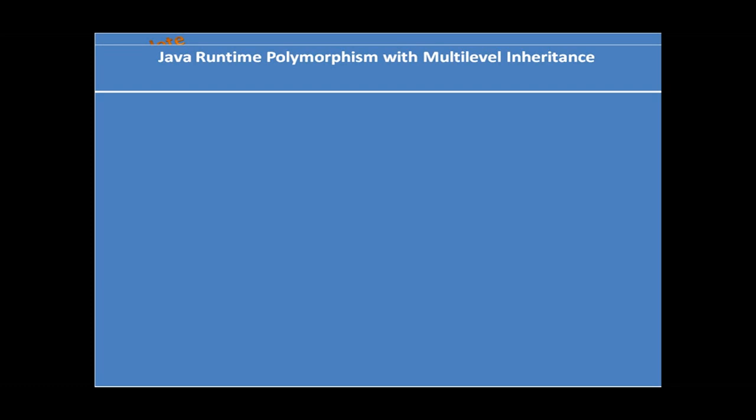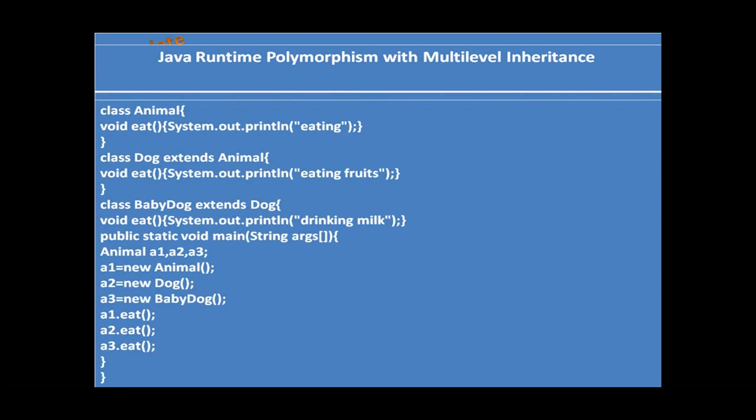Now we will discuss Java runtime polymorphism with multi-level inheritance. Multi-level inheritance means multiple classes extending classes, like the animal class. The animal class has one method, the eat method. Now the dog class extends the animal class, and again it defines its own eat method. Now the baby dog class extends the dog class, and it also defines its own eat method.